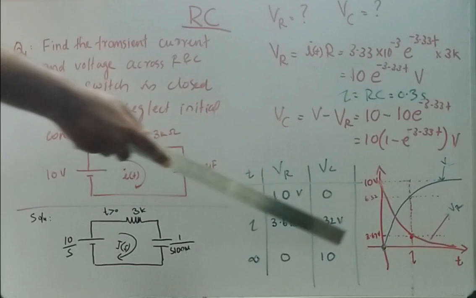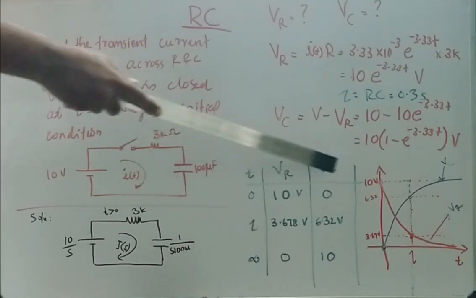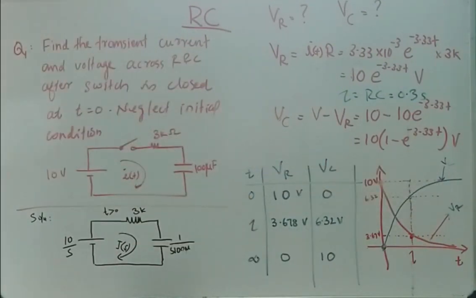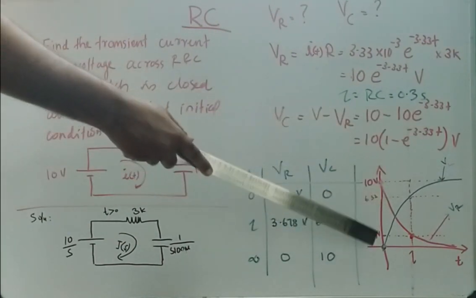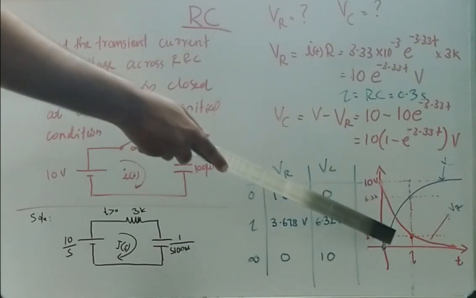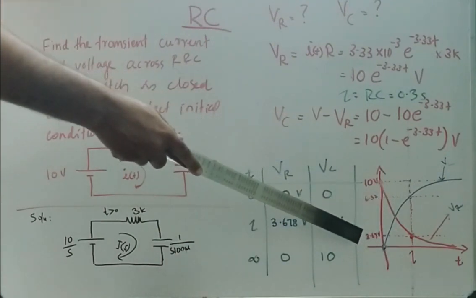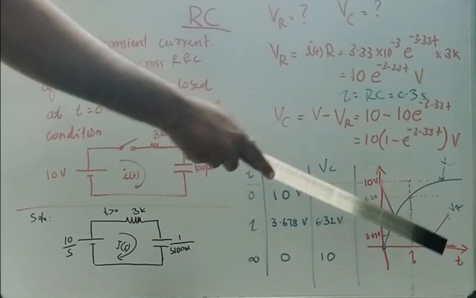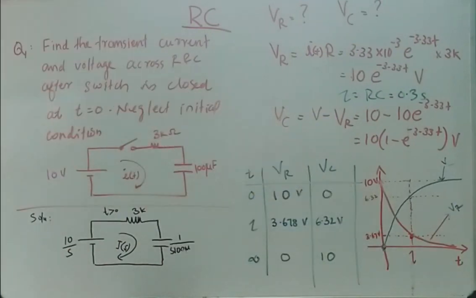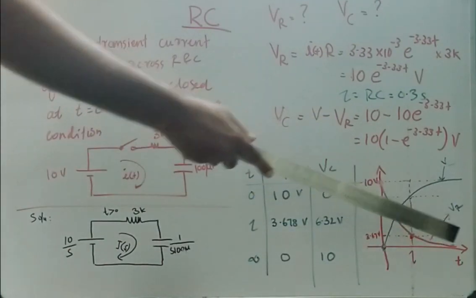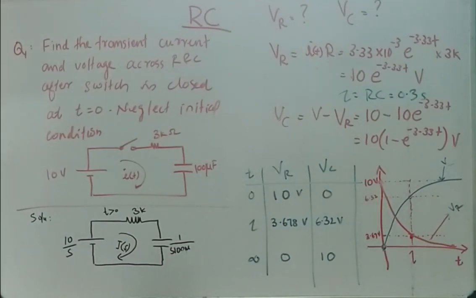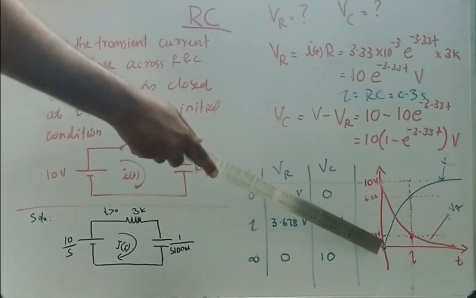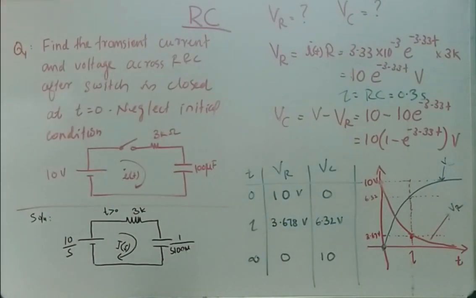From this graph it is clear that VR is exponentially decaying and VC is exponentially rising. Corresponding to t equal to 0, VR is 10 volt. Corresponding to tau, its value is 3.678 volt. And corresponding to infinity, its value is 0. So we obtain VR as an exponentially decaying curve. Similarly, we obtain an exponentially rising curve for VC, the voltage across the capacitor.